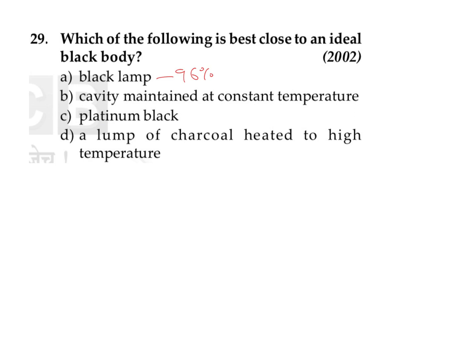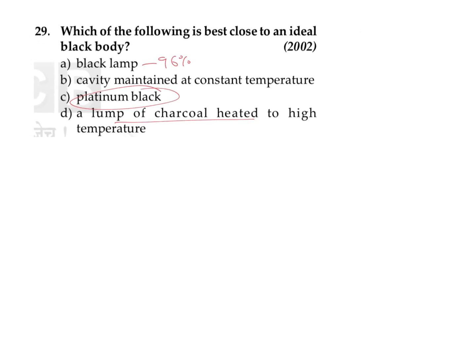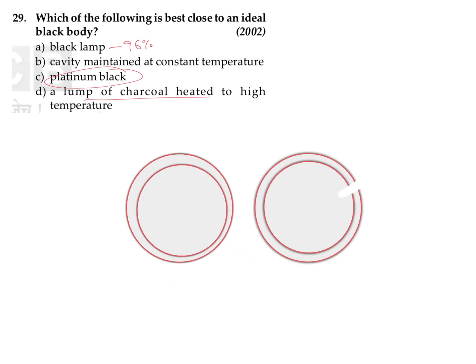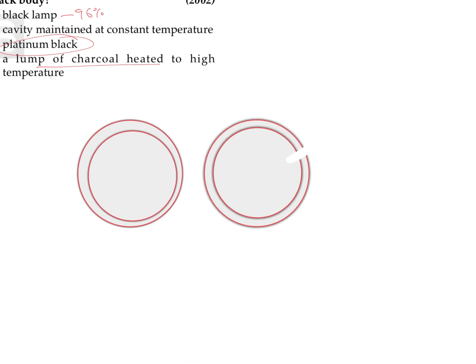Another black bodies, normal black bodies like platinum black or charcoal etc., are also such type of object which cannot absorb 100% radiations. But if you are considering a cavity, suppose even that we are constructing a cavity something like this, which is able to absorb all the radiations which are falling on it. So assume that we are making a cavity something like this.